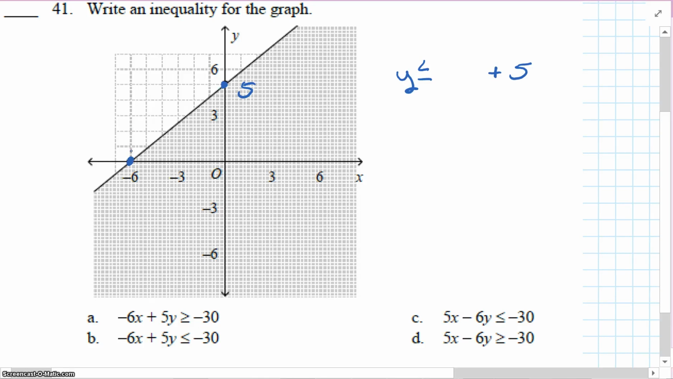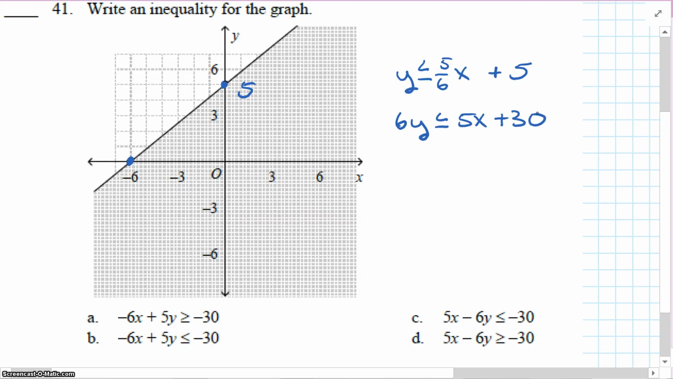So my rise would be 1, 2, 3, 4, 5. My run would be 1, 2, 3, 4, 5, 6. So it would be 5/6 x. That's how I would set it up. Now, to get it to look like what you have below, multiply everything by 6. So you get 6y ≤ 5x + 30.